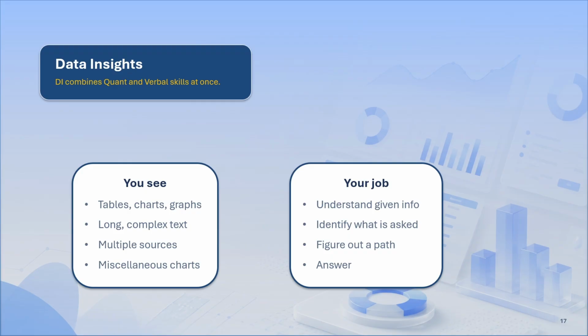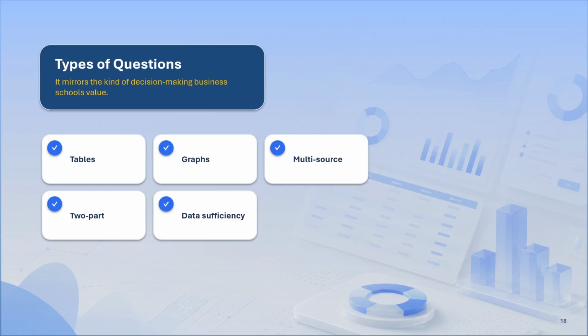To summarize, DI tests whether you can combine everything at once, understand information using your verbal reasoning skills, process it using your quant reasoning skills, and finally answer exactly what is asked. Business school and real business decisions often require exactly this: reading information, filtering noise, interpreting data, and making a decision. The five question types in DI are these, with the biggest chunk going to data sufficiency.